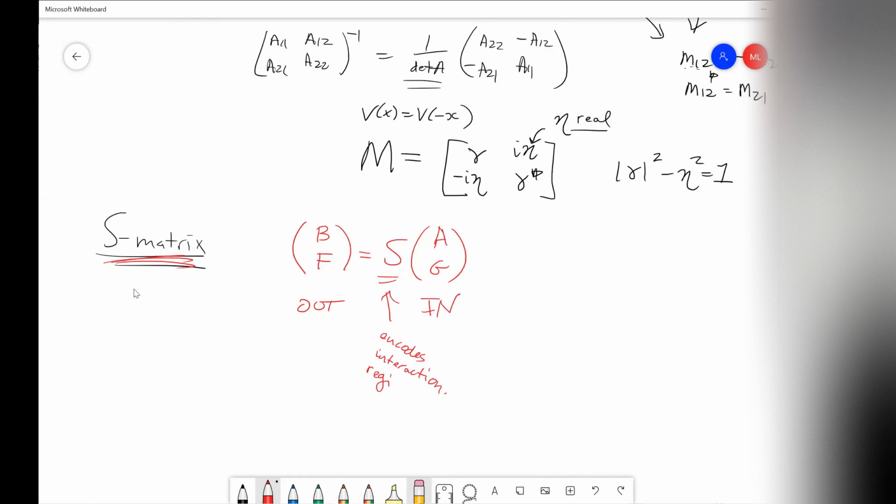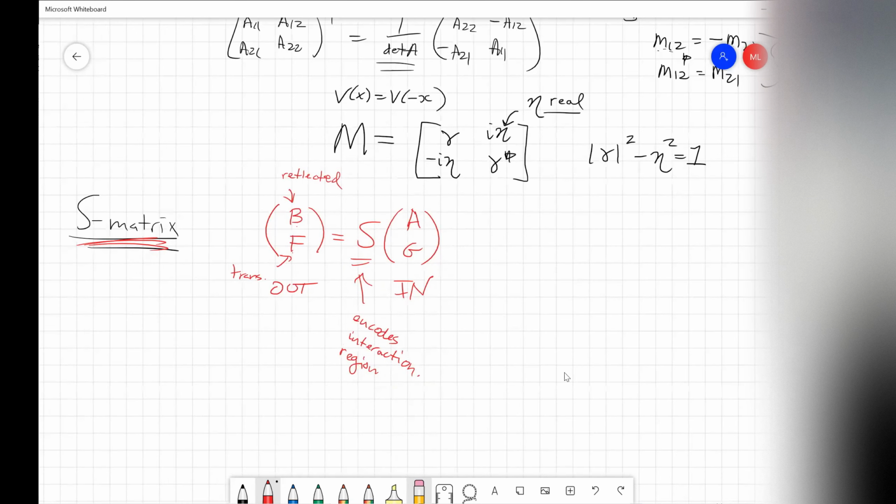Interaction region. You send stuff in, and remember what we usually do is we set G equal to 0, because we don't have anything coming in from the right. We just have things coming in from the left. And S tells you what B and F are, and B, remember, in the 1D case is the reflected amplitude, and this is the transmitted one. So S encodes what the interaction does to the incoming wave. And you can figure out what it is in terms of the M matrix if you want, but we can use symmetry again.